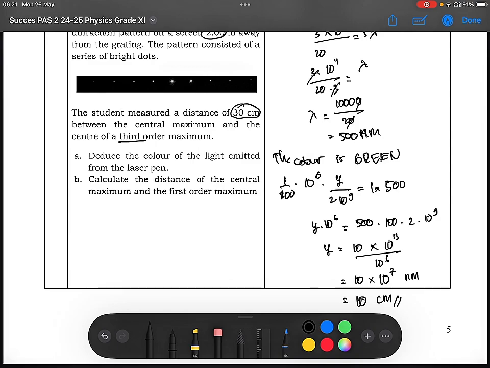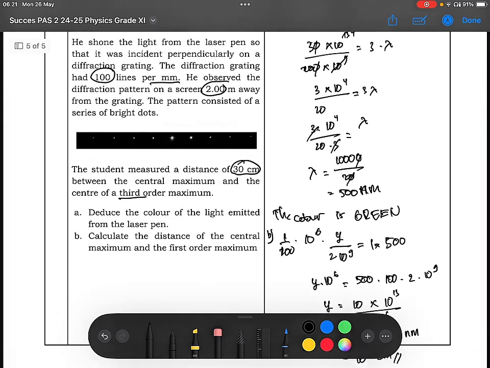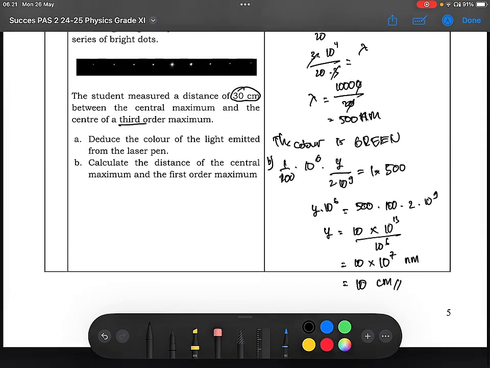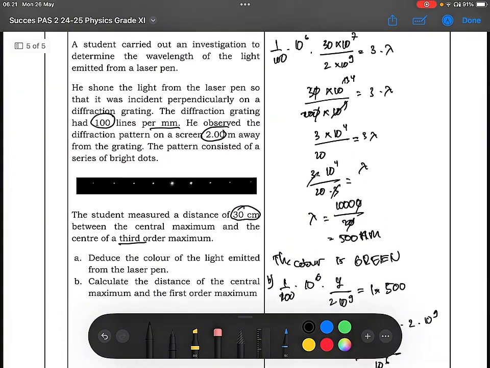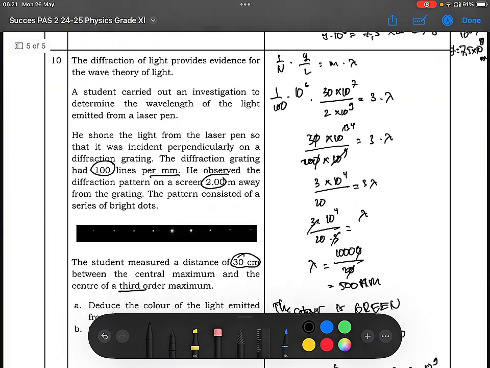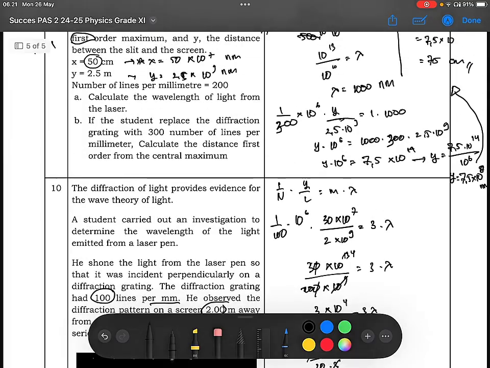Okay, this is number B. Okay, thank you. That is all the solutions for the problems in the second semester exam.